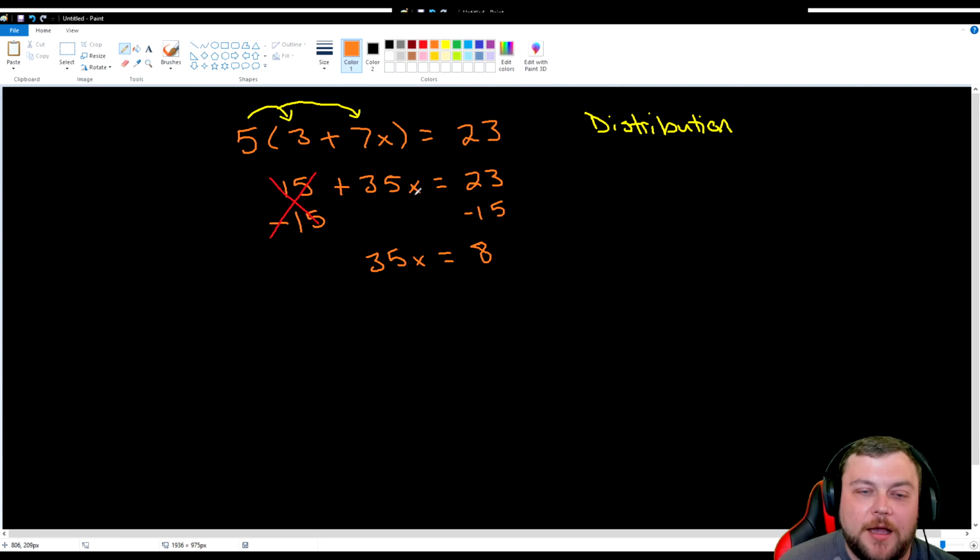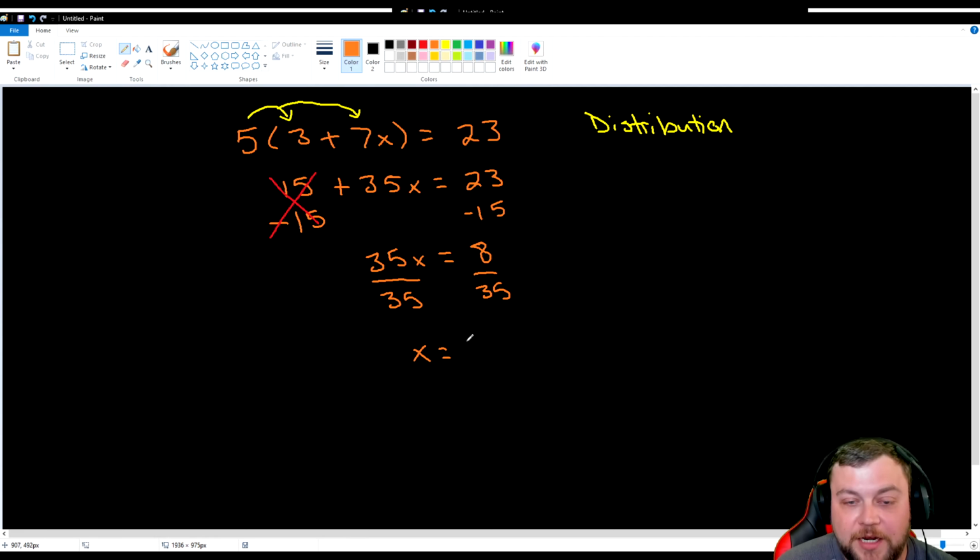So how do we get rid of the 35 times the x? Well, we're going to divide. We're going to divide by 35. And what we do to one side, we have to do to the other. And x equals 8 divided by 35, or 8 over 35.